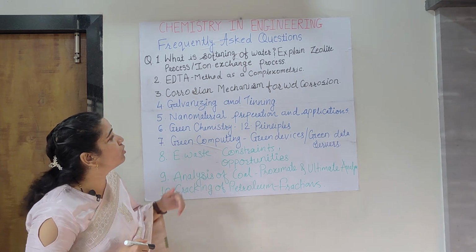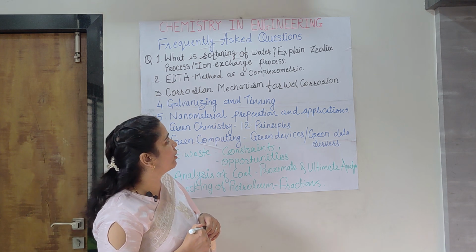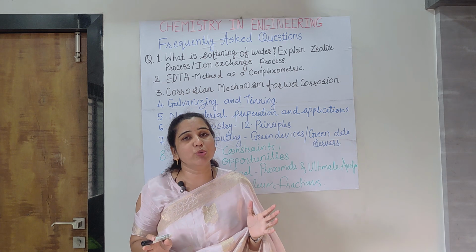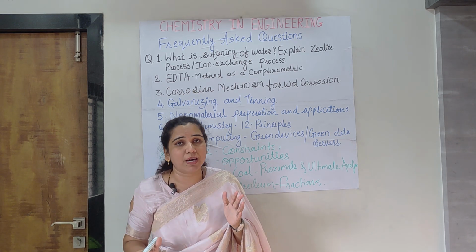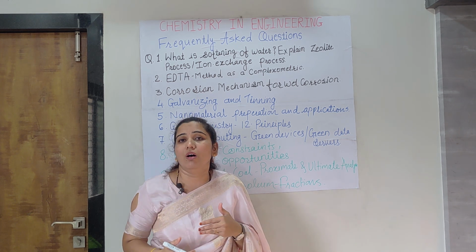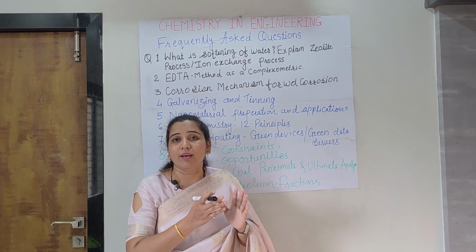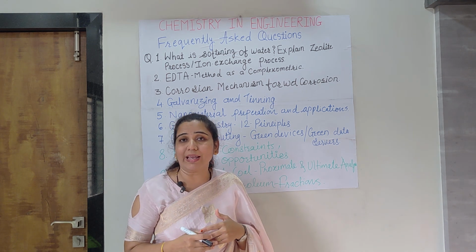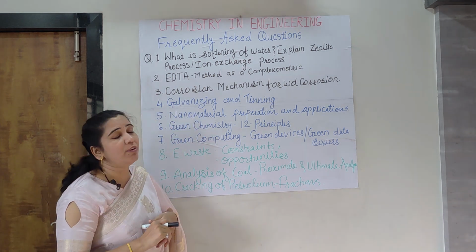So guys, I already wrote some questions on this board. First, you can see here: what is softening of water, explain zeolite process and ion exchange process. This is a very important question from the exam point of view, which will be asked for 5 to 6 marks. Sometimes only the softener, draw the diagram of the softener, or write some importance about the softener. Such a question is also asked: write some information about the zeolite softener, or write some information and draw the diagram of the ion exchange softener. So this is a very important question.